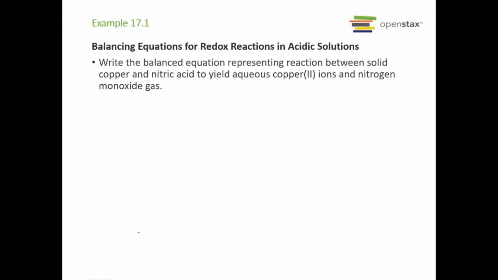Alright, so here's our first example to refresh our memories on balancing equations for redox reactions. So for this one, we want to write the balanced equation representing the reaction between solid copper and nitric acid to yield aqueous copper 2 ions and nitrogen monoxide gas. So we can start by just writing a rough overall reaction. We know we have solid copper and nitric acid, that's the acid, it's going to be aqueous, giving us copper 2 ions and nitrogen monoxide gas.